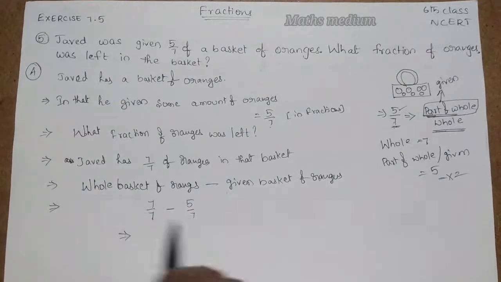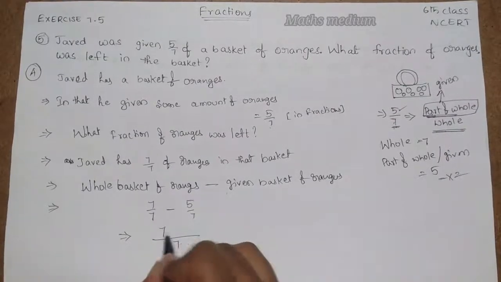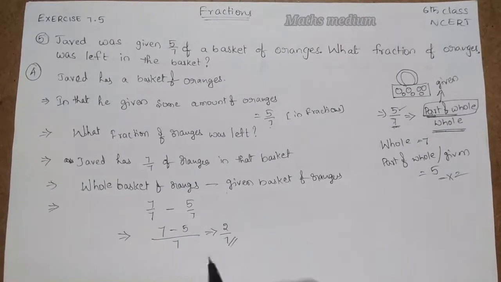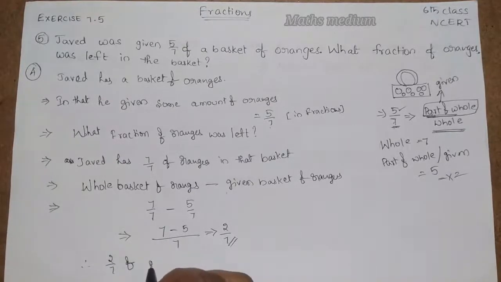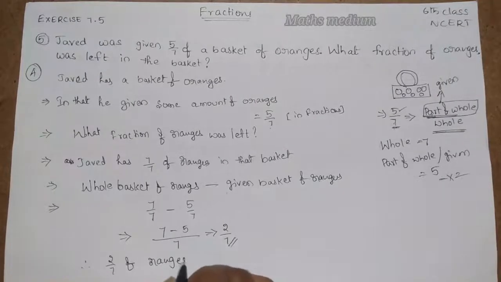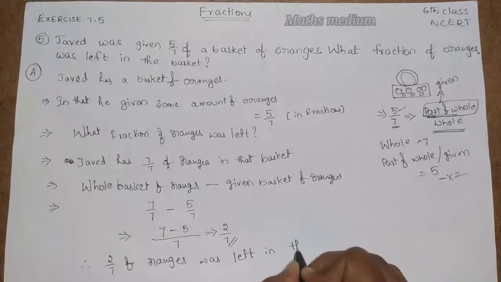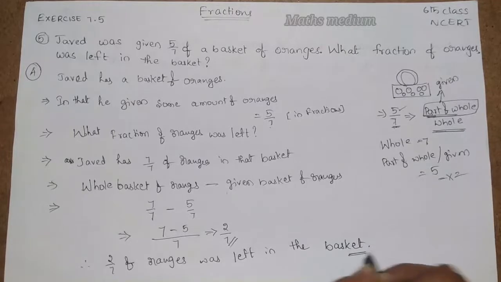See here, these two are like fractions, so 7 is the common denominator. Numerator is 7 minus 5, which means 2 by 7. So here, 2 are the remaining oranges in that basket. So the answer is therefore 2 by 7 of the oranges was left in the basket. So this is the answer for this question. I hope you understand about this session.